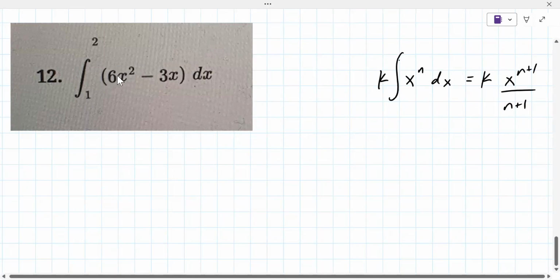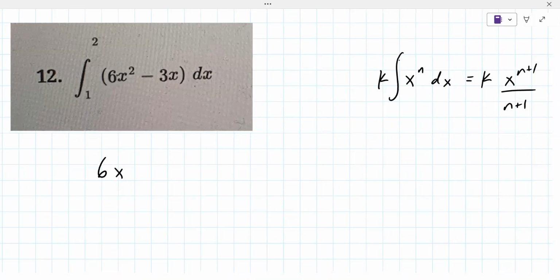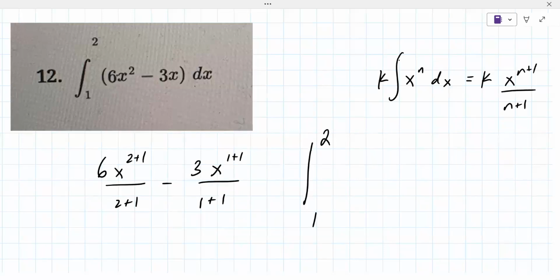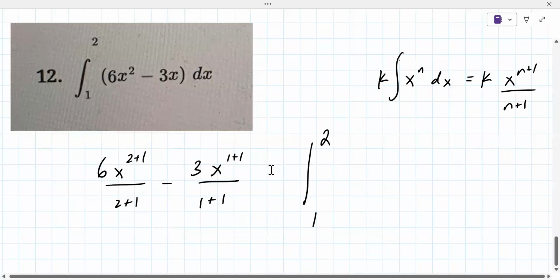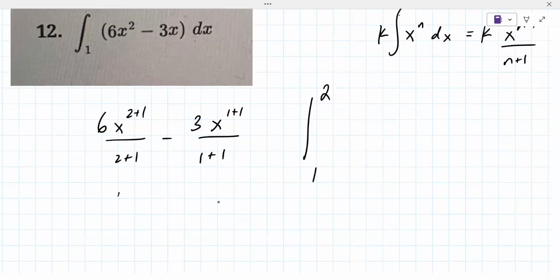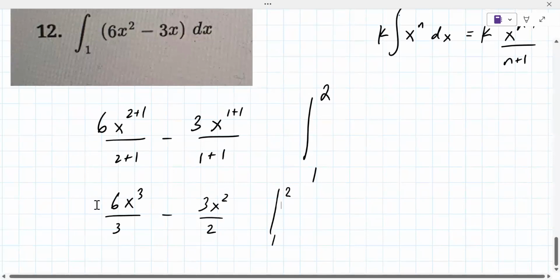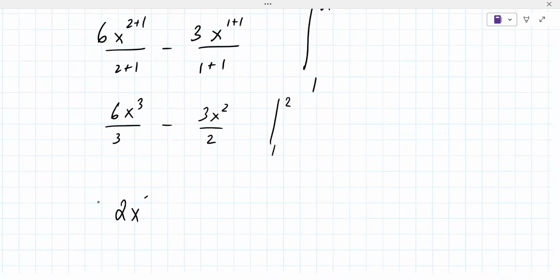So the first one here is 6x to the 2 plus 1 over 2 plus 1 minus 3x to the 1 plus 1 over 1 plus 1. And there's no plus c because you're evaluating from the two endpoints. So this vertical line means you're evaluating. So you've got 6x cubed over 3 minus 3x squared over 2. I would recommend simplifying coefficients to clean it up.